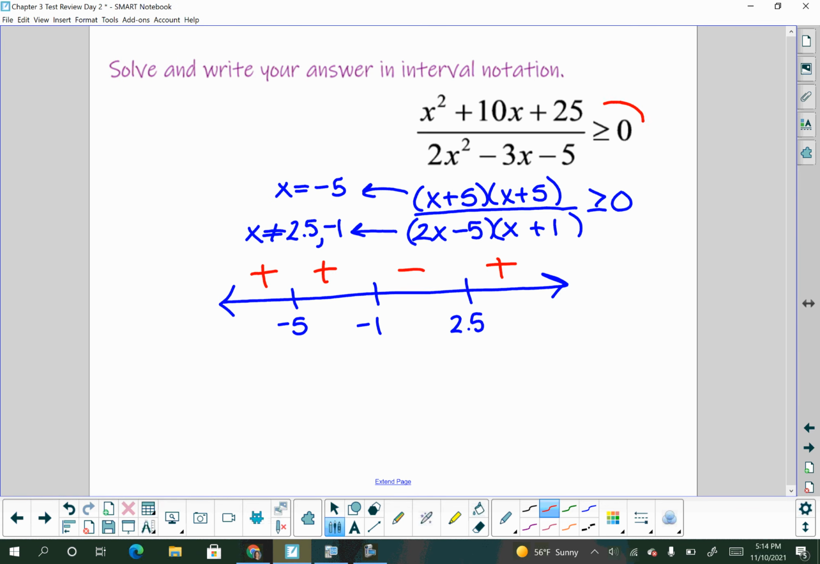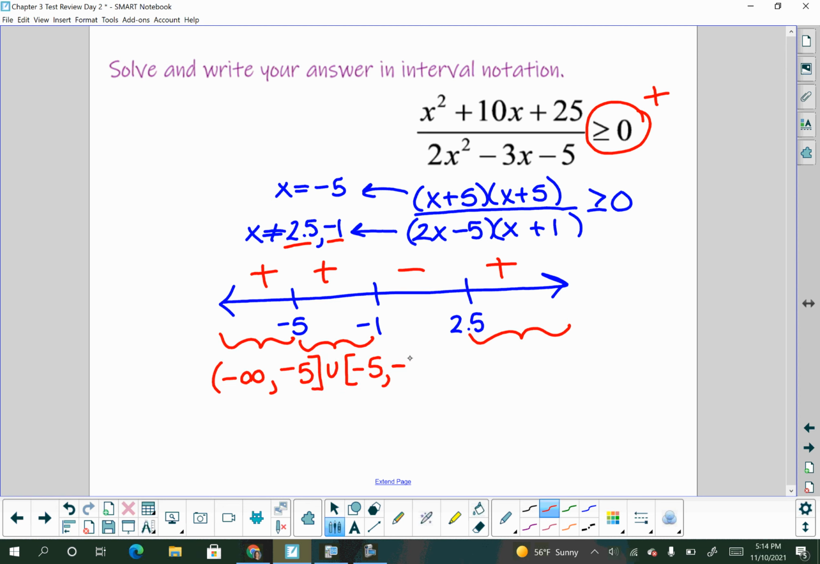In this problem, it says greater than or equal to, so we're looking for the positives. We have three intervals in this case that make up my solution. The inequality sign is equal to, which means we're going to use a bracket at every number except 2.5 and negative 1 because those are domain restrictions. So my answer is negative infinity to negative 5. Negative 5 has a bracket.